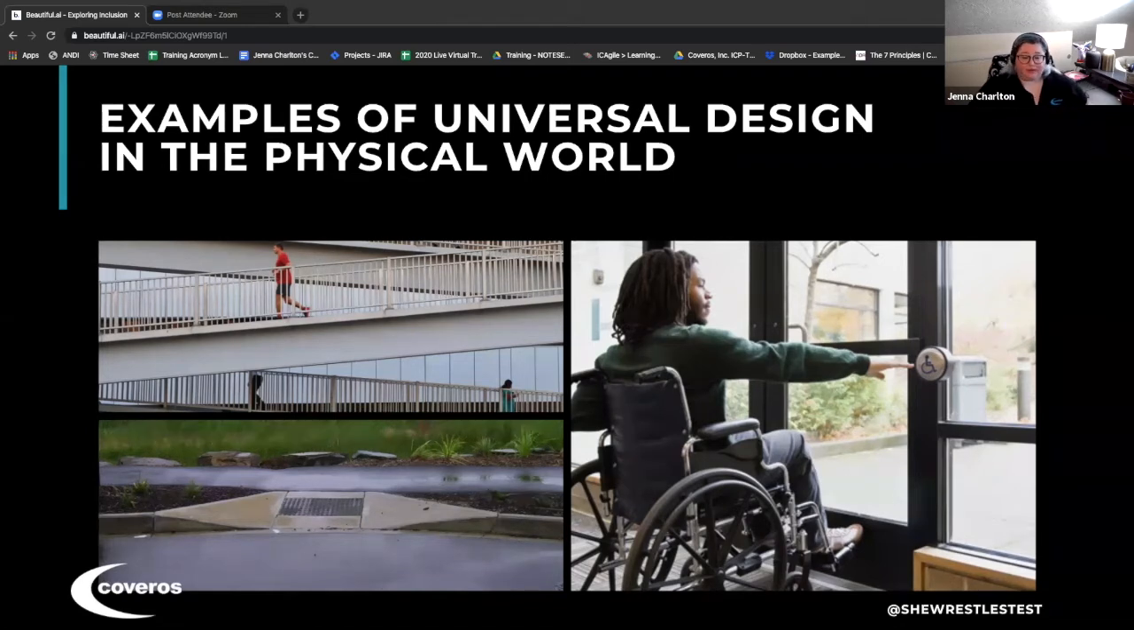Maybe you're carrying a lot of things, so the ramp is less energy usage for you. So this just made everybody's life a little bit better to start installing ramps.